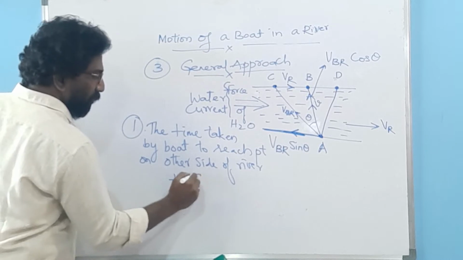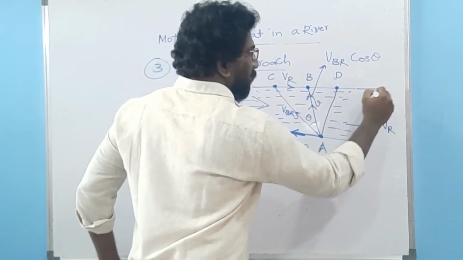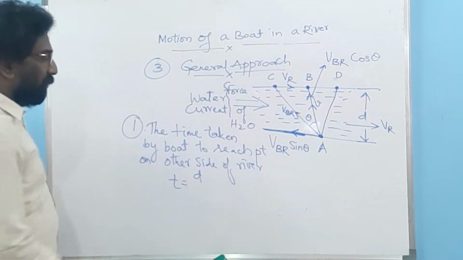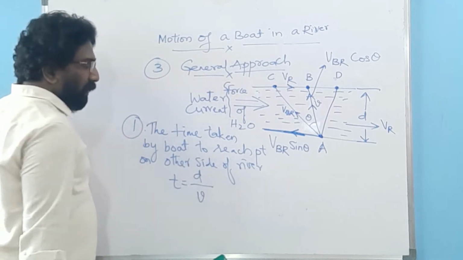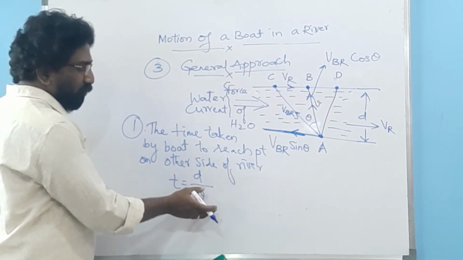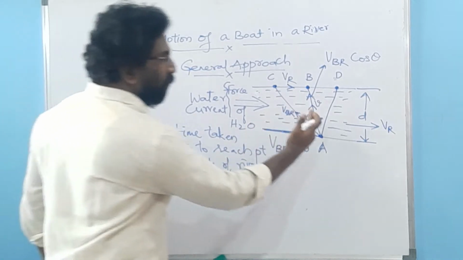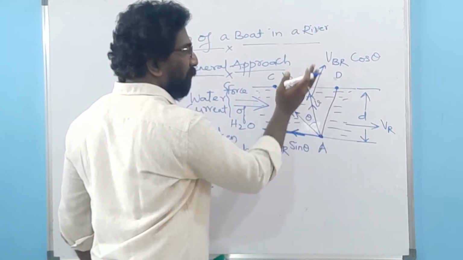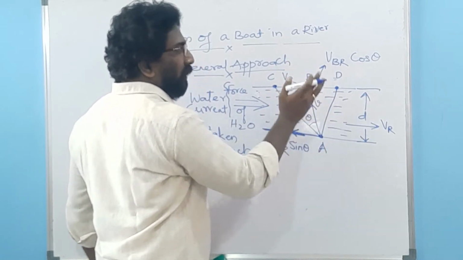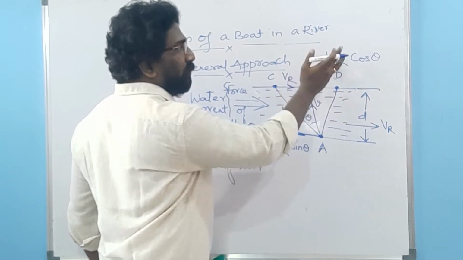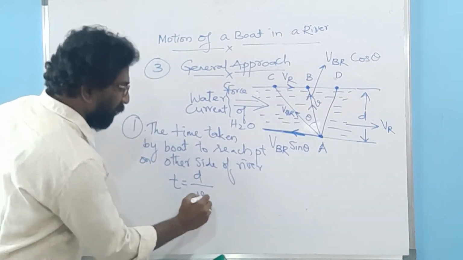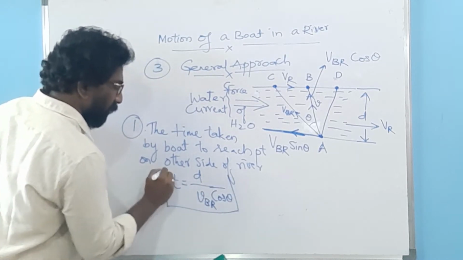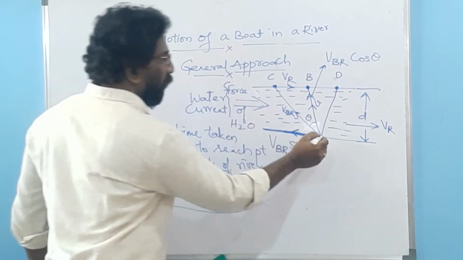We know the formula T is equal to D over velocity. What is D? D is the distance between two banks of the river. Then what kind of velocity are we supposed to use here? That is very important. Since my boat will be going exactly perpendicular because of water currents, from point A to point B, the velocity will be the net velocity component, VBR cos theta. So this is the formula for time taken by the boat to reach from point A to point B.